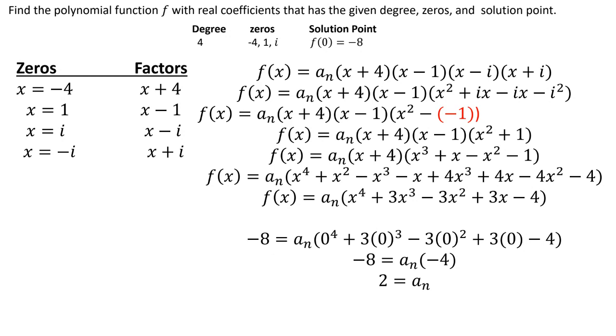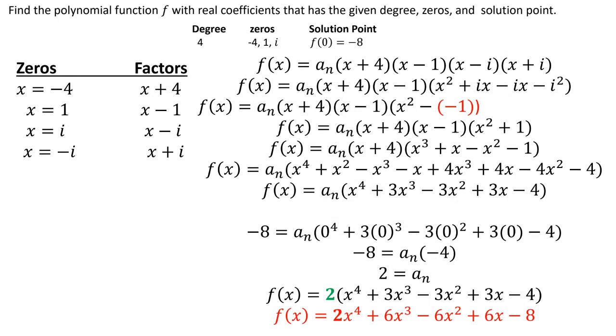So I'm going to replace it here and distribute this 2 to this polynomial, and it's going to give me 2x to the fourth plus 6x cubed minus 6x squared plus 6x minus 8. And again, with this given information, I have the degree 4 that they had asked, which is the highest exponent. These are my zeros. I use those with the linear factorization to get my polynomial, and then I use my solution point to get my leading coefficient, the a sub n.